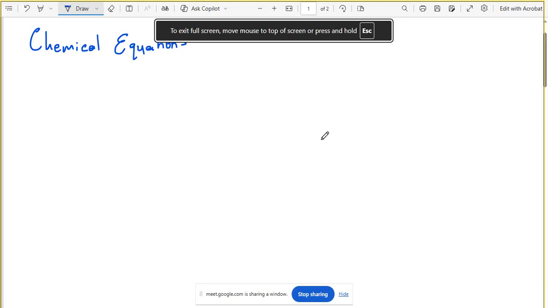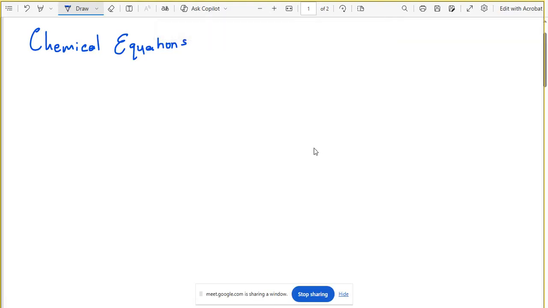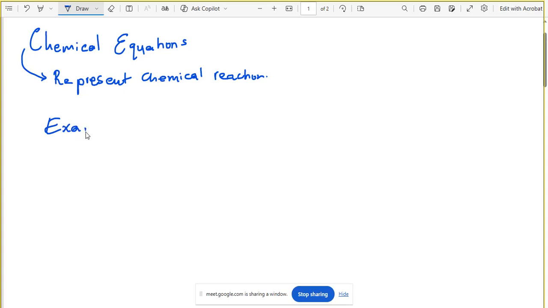Okay, there's no difference, but you just have to understand when I say chemical equation, what are we referring to? Even if you don't define it, just tell me what a chemical equation represents. It represents a chemical reaction. So this chemical equation is the one that will represent a chemical reaction. You understand that? Yes.